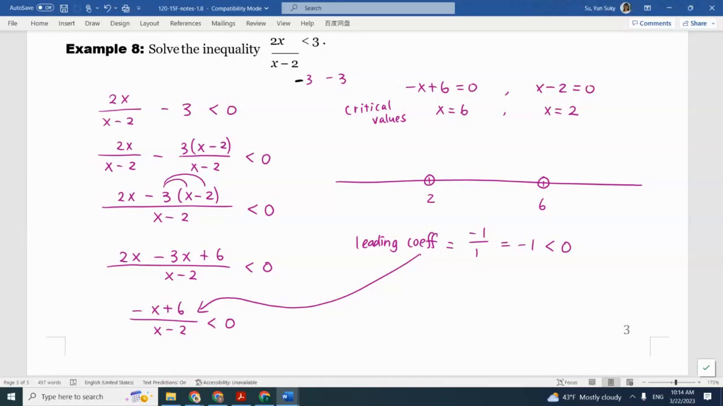Okay, negative. That means we start with the right upper or lower? Lower. And then 6. 6 corresponds to negative x plus 6. This is multiplicity. What's the multiplicity? 1. So it's odd, right? So we cross. How about 2?